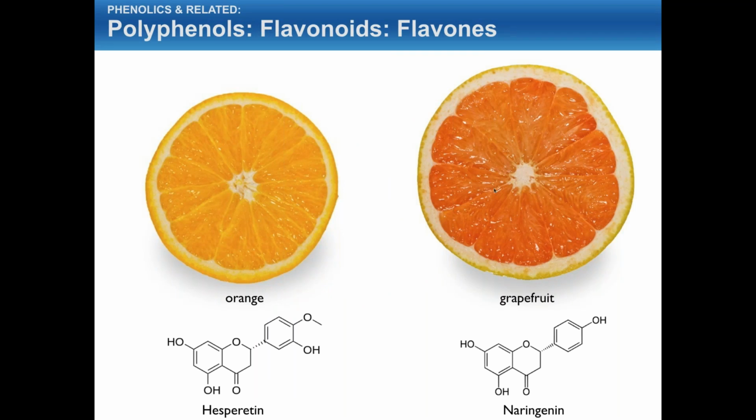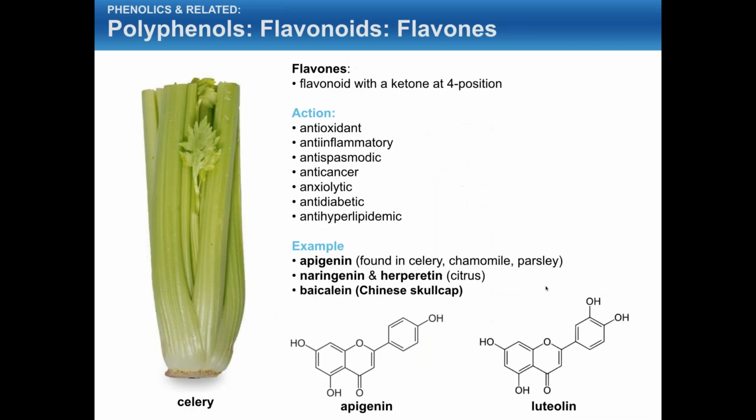So here we've got orange and grapefruit. They both contain an important flavone. One has hesperidin, the other one has naringenin. I think there is a typo over here.